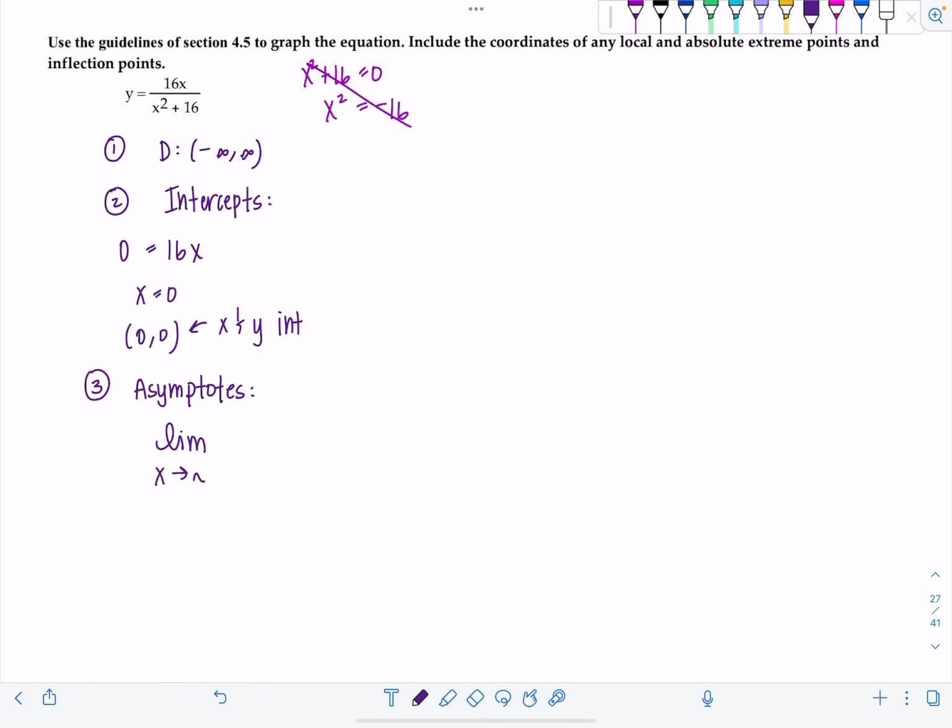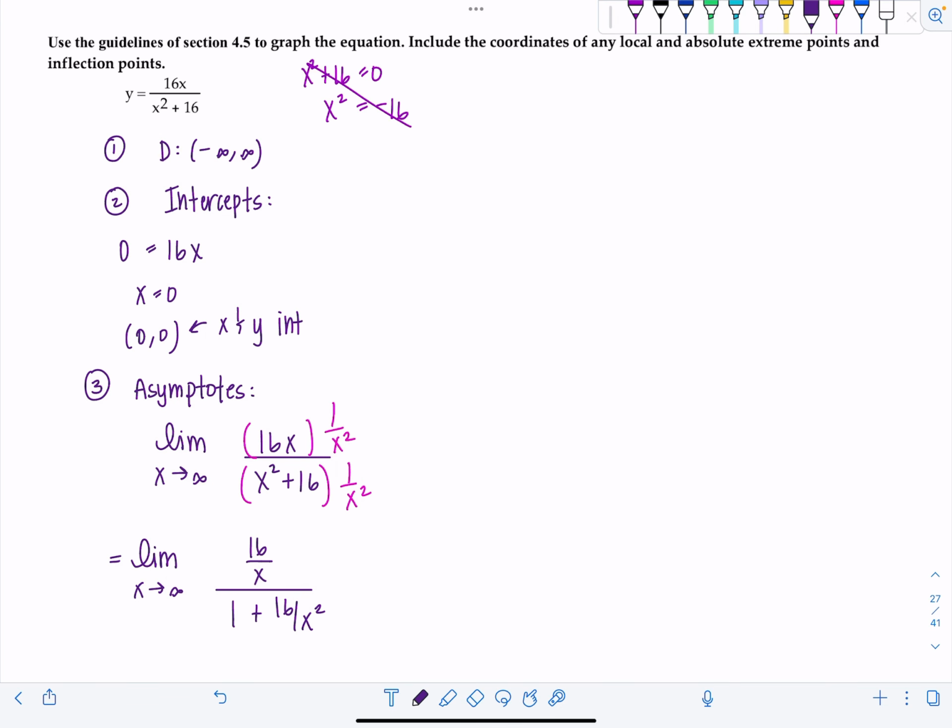So as x goes to infinity, 16x over x squared plus 16. I'm going to divide by the highest power of x in the denominator. So this is going to be the limit as x approaches infinity of 16 over x over 1 plus 16 over x squared. And as x goes to infinity, 16 over x is going to go to 0. So will 16 over x squared. So this is 0 over 1 or just 0.